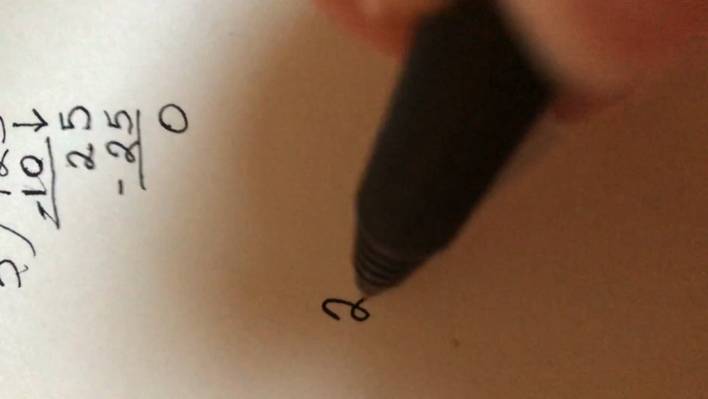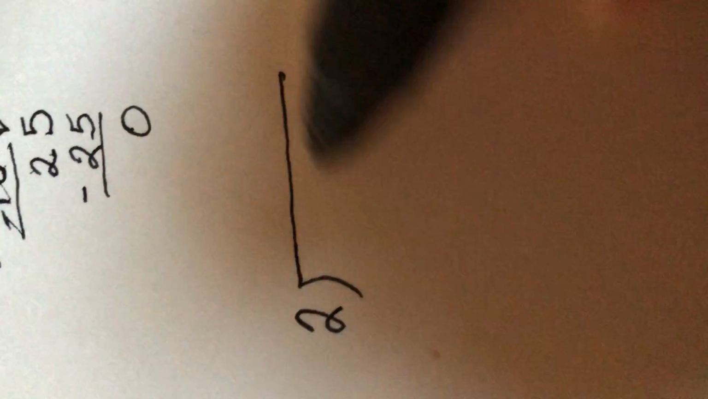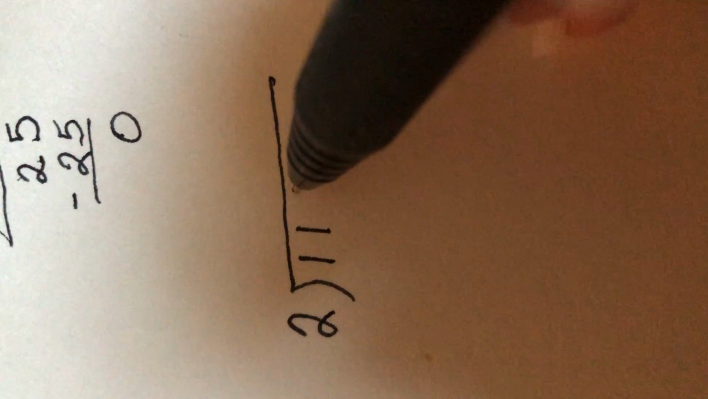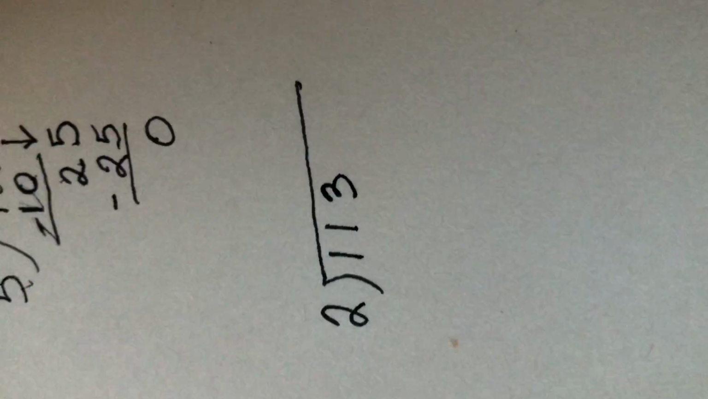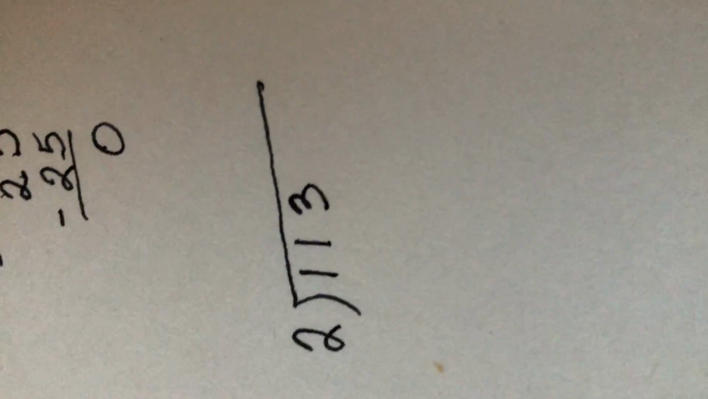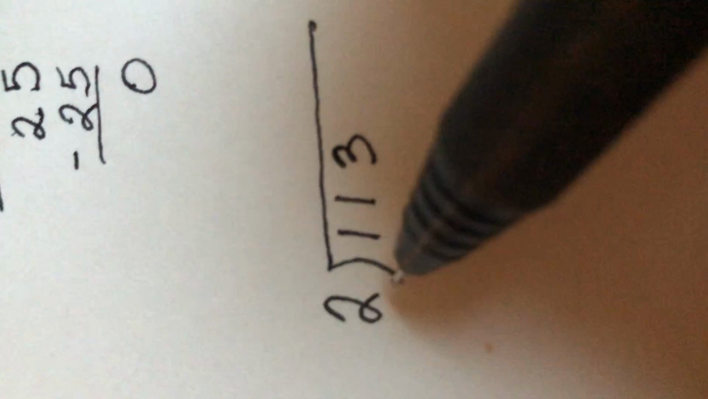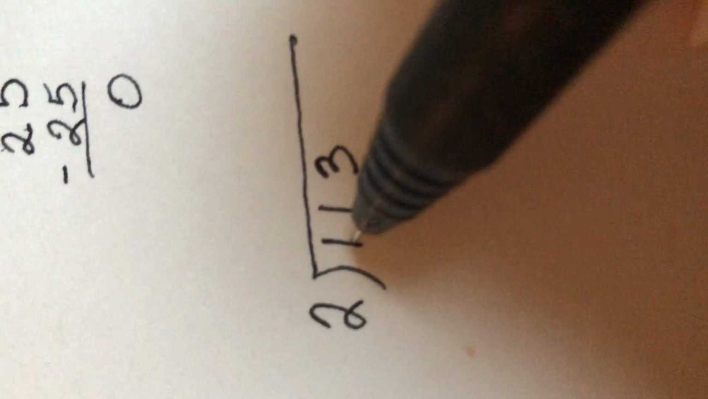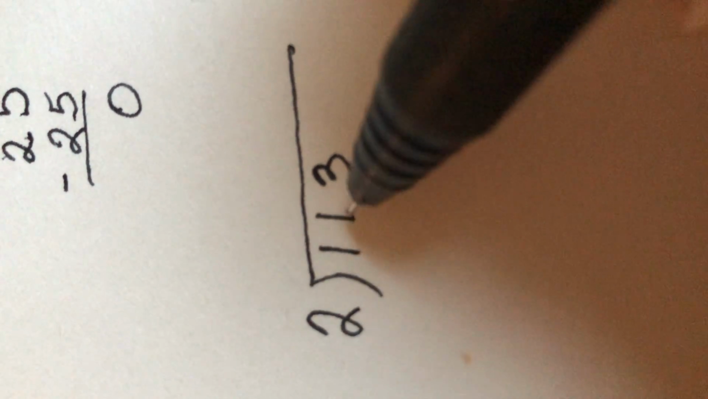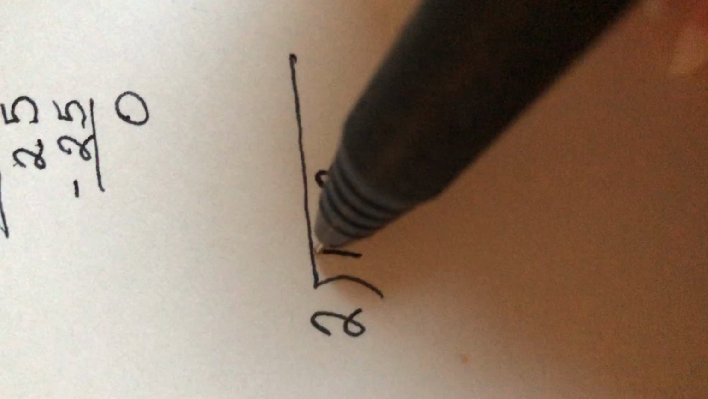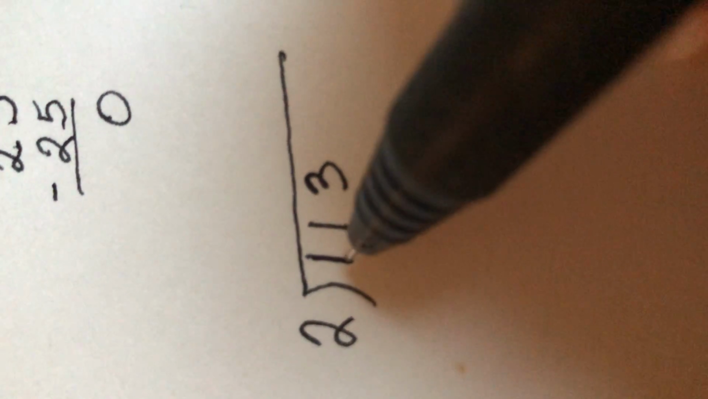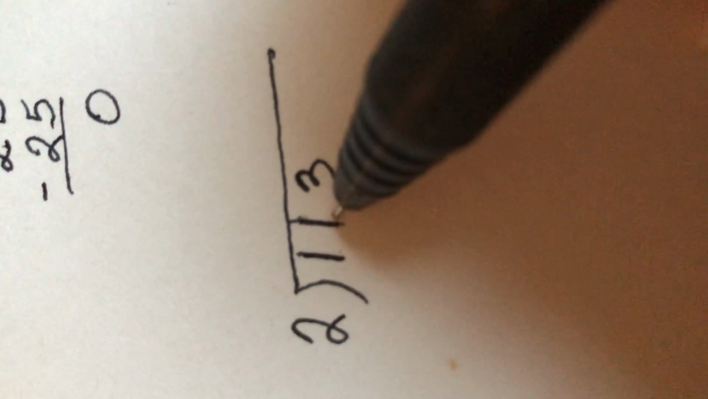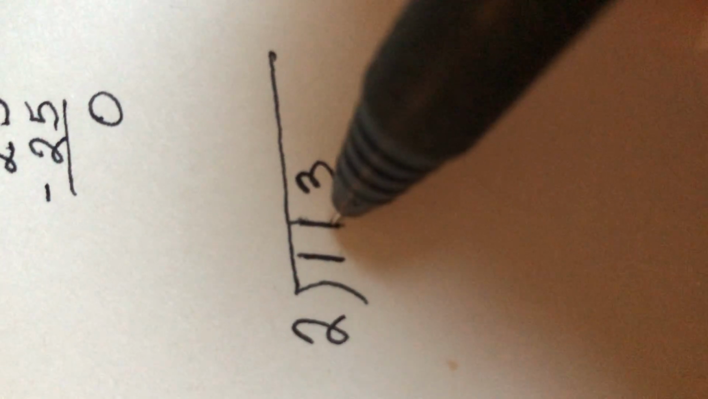Let's do another one. Let's do 2 into 113, or 113 divided by 2. Now, 2 times something should give us 1, which we don't have that, right? So now we'll look at both of these numbers together. We tried just the first number by itself, and that didn't work. But then we'll put the next number on there. See if that works. 2 times something will give me 11 without going over.